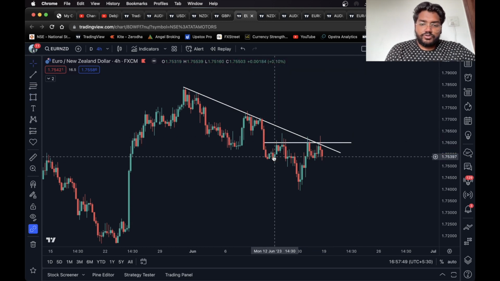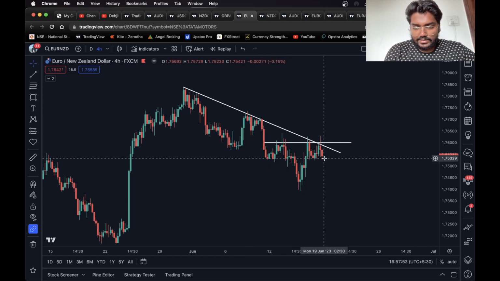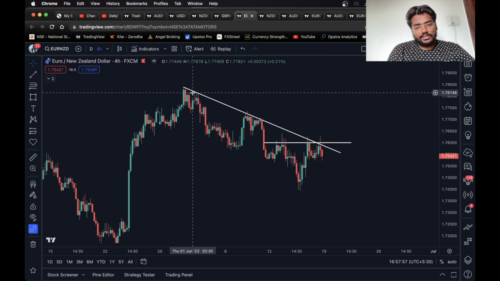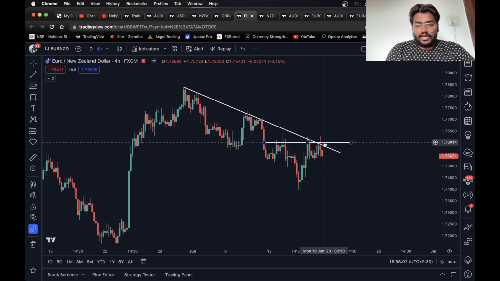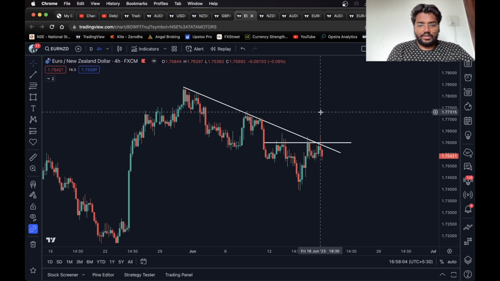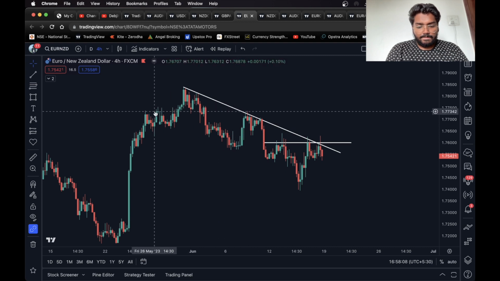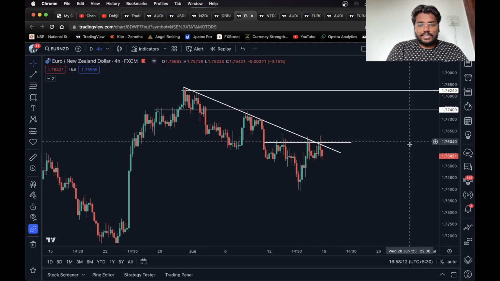If you zoom in, can you see this part? This is a shoulder, this is a head, and this is a shoulder again. So this is an inverted head and shoulder, and you can also see that it has been respecting a trend line over here. So once it gives a breakout and sustains above this horizontal level, a long entry can be taken. You can consider this level as your first target, and this one as your second target.